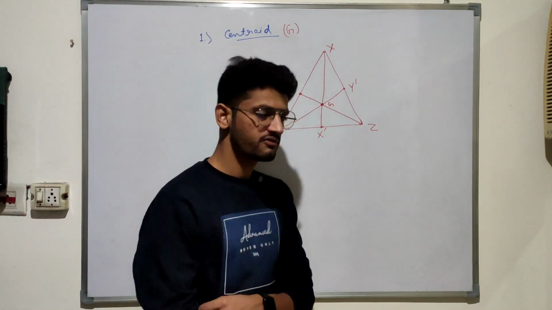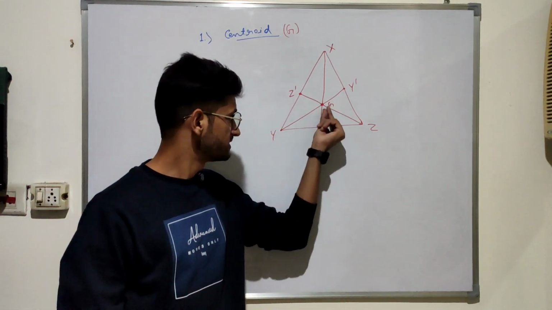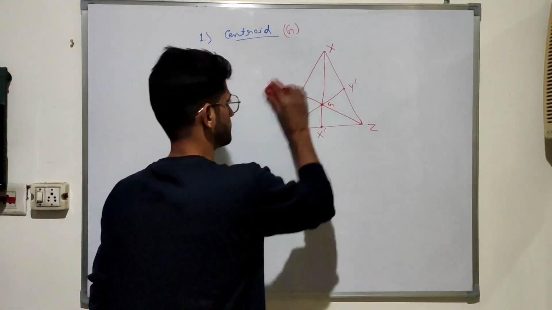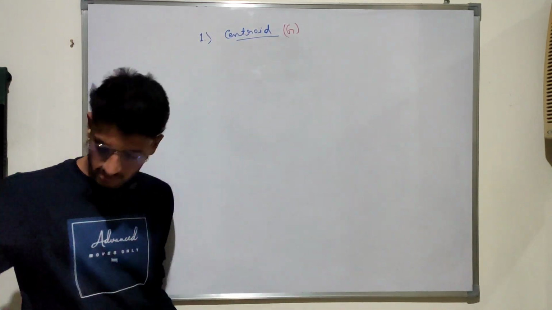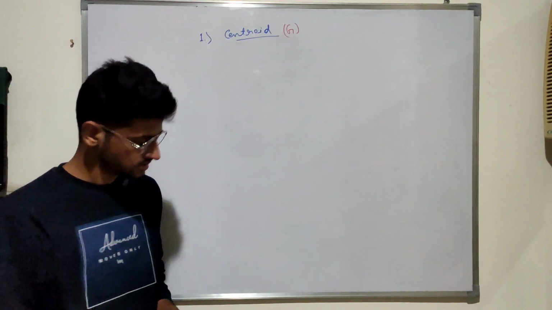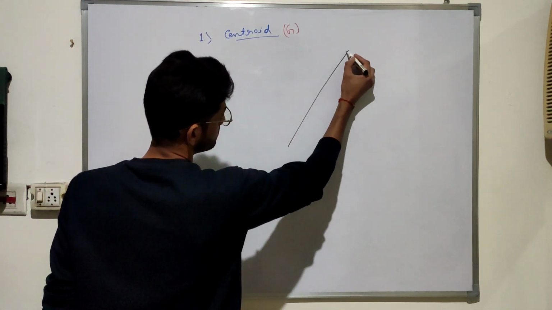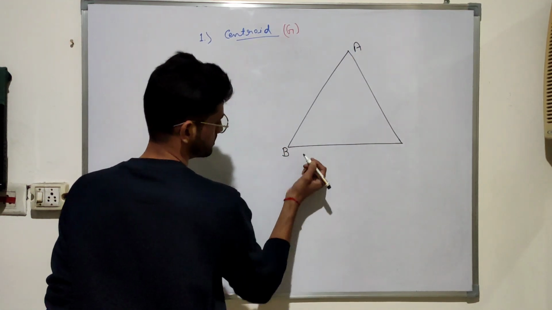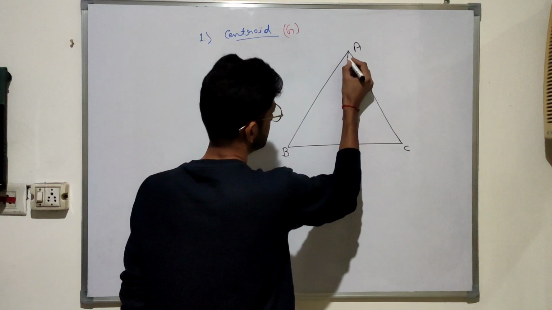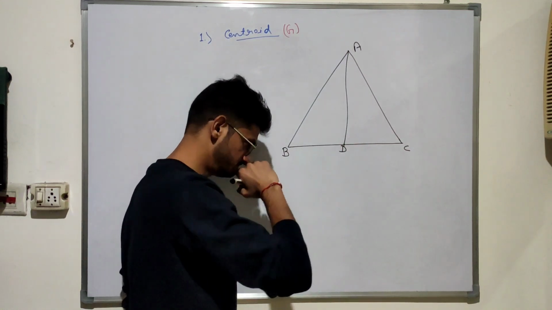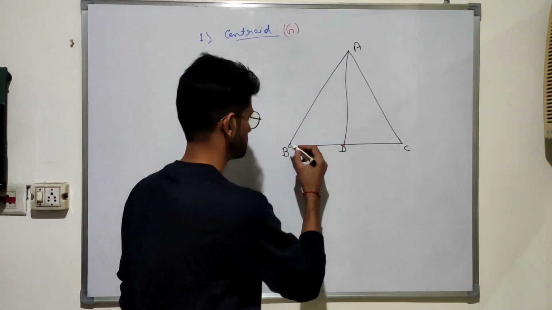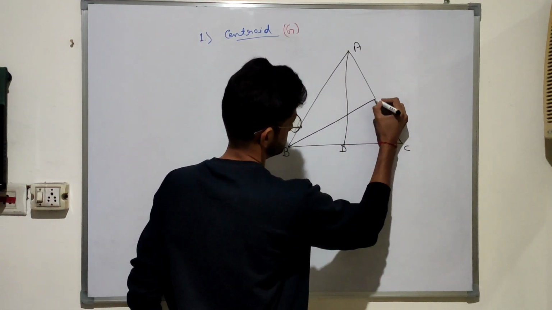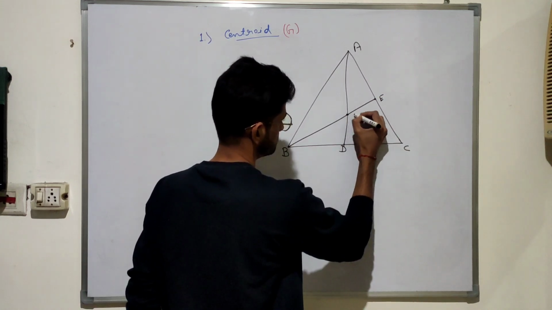Before moving further, we need to identify in what ratio this point G is dividing the median. Let's say we have points A, B, C, and AD is the median. So G lies on the median.